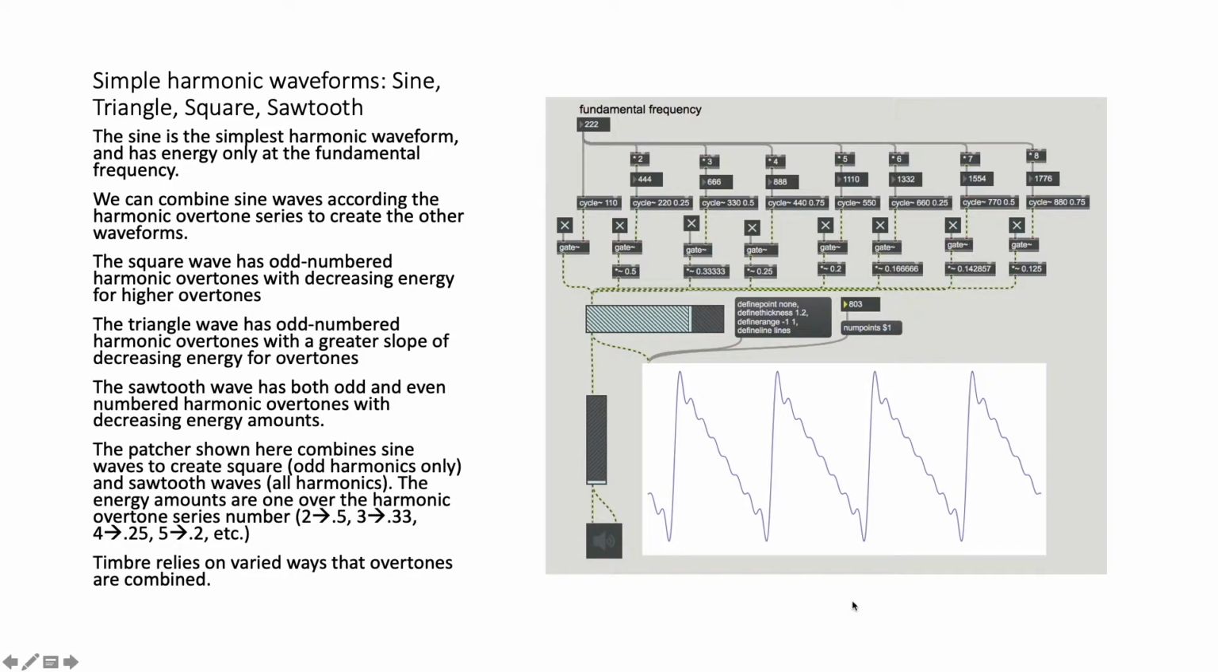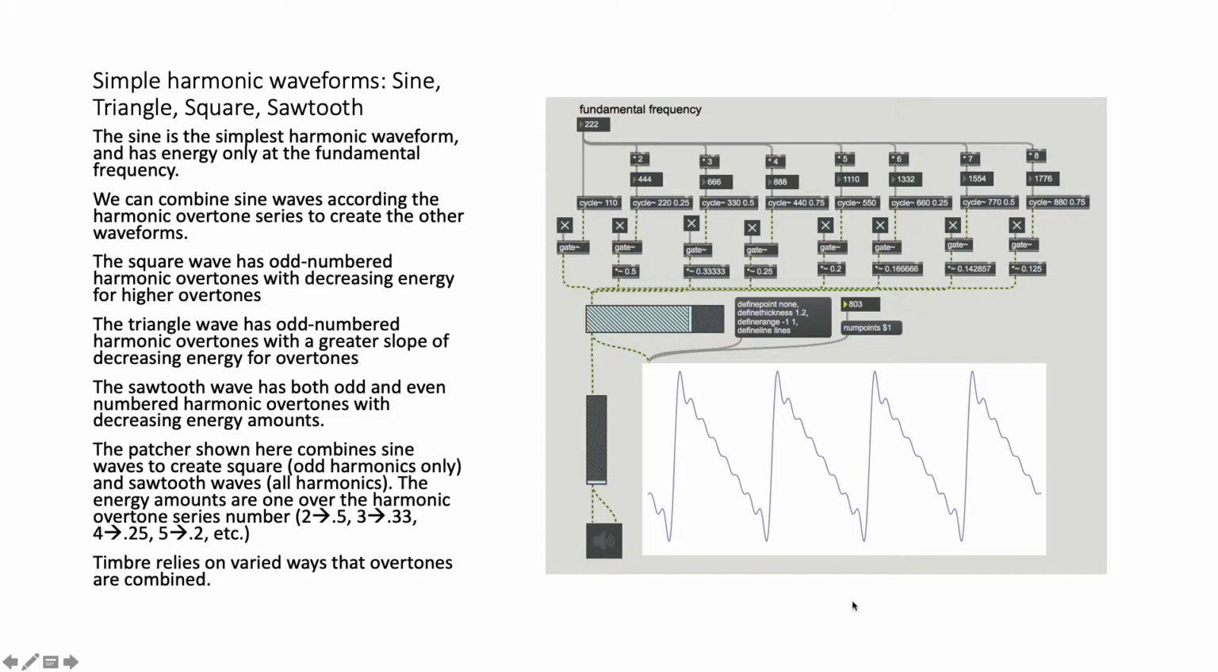When we listened to the sine wave, we saw the graph form and we noted that it has energy only at the fundamental frequency. We can combine sine waves according to the harmonic overtone series to create other waveforms as well. For instance, square waves have odd-numbered harmonic overtones with decreasing energy for the higher overtones. Triangle waves have odd-numbered harmonic overtones, but with a greater slope of decreasing energy for the overtones. The sawtooth wave has both odd and even-numbered harmonic overtones with decreasing energy amounts.